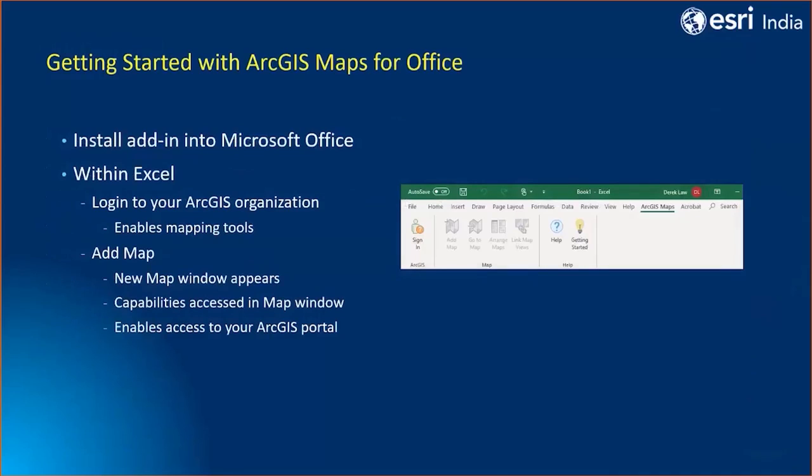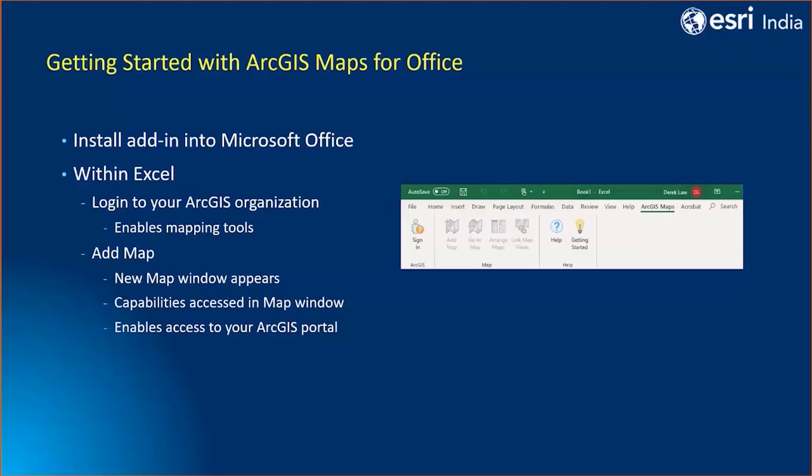We have seen how we can get started with ArcGIS Maps for Office. This is an easy installer. You just need to install that add-in. It will automatically bring up this ArcGIS Maps tab in your Excel, and you need to sign in with the organization login. What is the benefit of signing in with the ArcGIS organization login? It enables the mapping tool, and you can also bring the data which is linked to your organization. So let's say you have some data which is already in your ArcGIS organization account. You can bring that data along with the Excel data, so you can amalgamate two or three types of data in Excel.